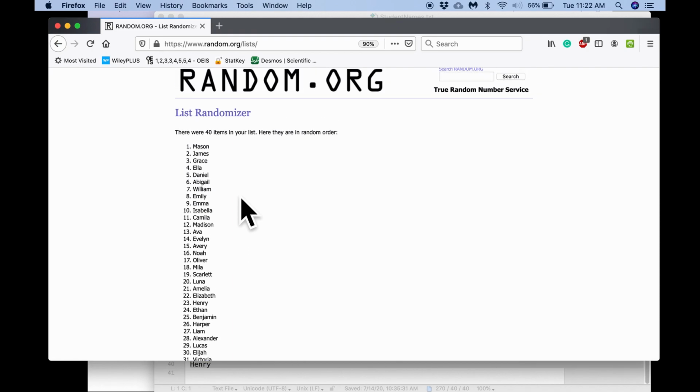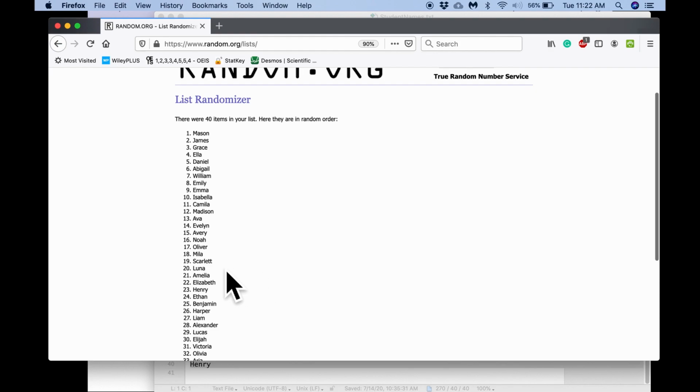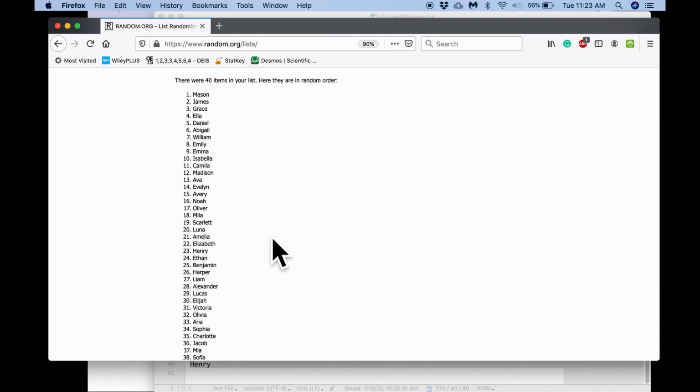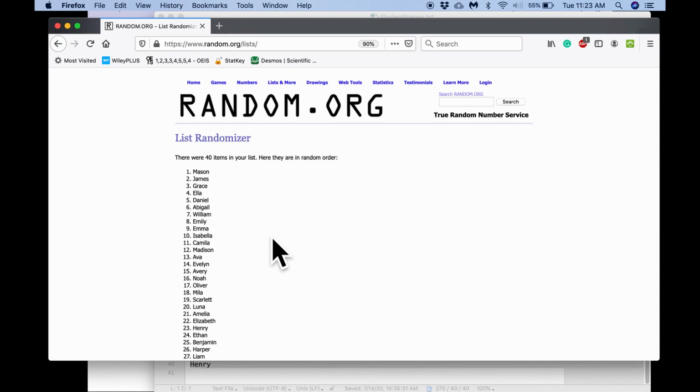Now, if I want to select 4 students from this class, all I have to do is take the top 4 people in this list. So that'll be Mason, James, Grace, and Ella. Another thing I might want to do is split the class into groups of size 10. So I can take 1 through 10, 11 through 20, etc., until I've got the class partitioned into 4 groups of size 10. You can let your imagination run wild here, but random.org is a very, very efficient way to take lists and randomize them.